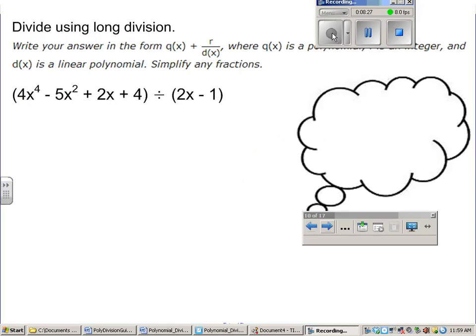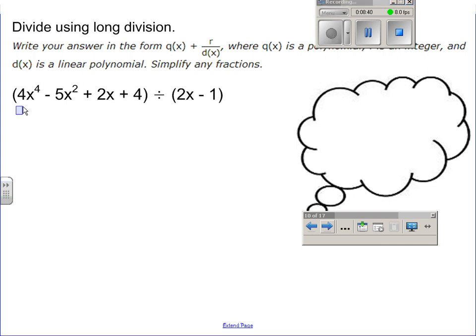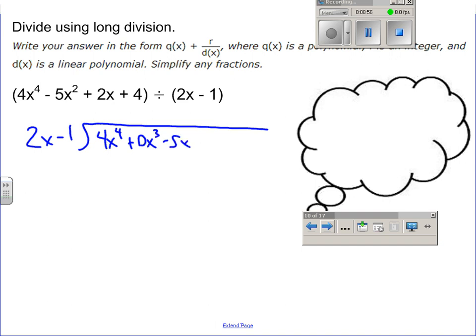All right, so this is the last one that I asked for you guys to write down, and this one's useful because step 1 actually requires us to do something, because we need a 0 placeholder. Notice we skipped the x cubed term, so this should actually be written as 4x to the 4th. So when I set it up, 2x minus 1 divided into 4x to the 4th, I need to add the 0 placeholder for 0x cubed. Then I can do minus 5x squared plus 2x plus 4. So can everyone see how the 0 placeholder factored in there? Yes. All right, so that's important.